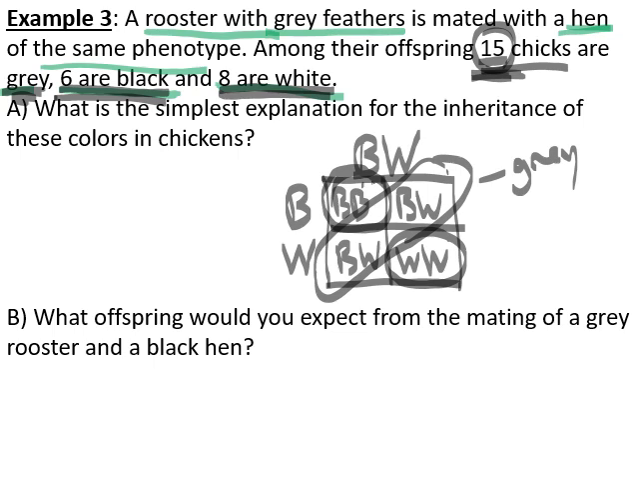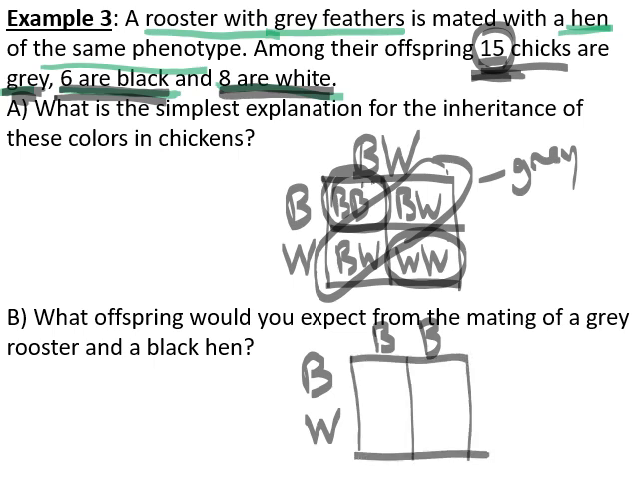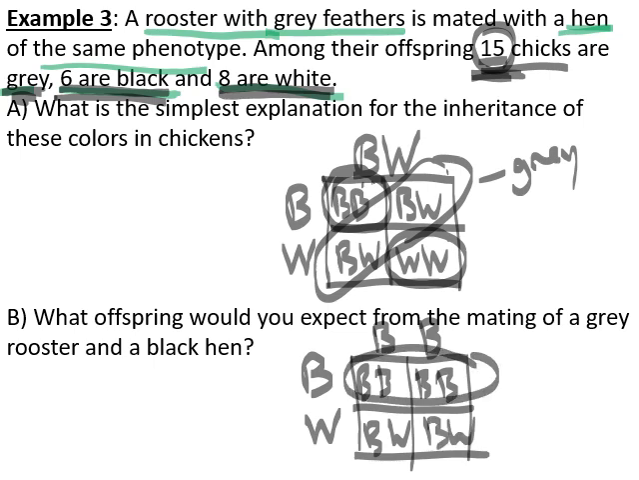What offspring would you expect from the mating of a gray rooster with a black hen? So let's assume that we are blending these traits here. If we had a gray rooster, you would have both of those alleles. And if it was with a black feathered hen, she would have the 2 black feathered alleles. And if we set up our Punnett square, we would get these as the genotypes, which would essentially mean that 50% of the offspring are going to have black feathers, and 50% of them are going to be heterozygous and end up with those gray feathers.